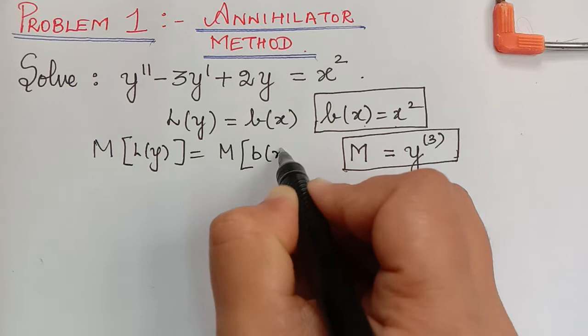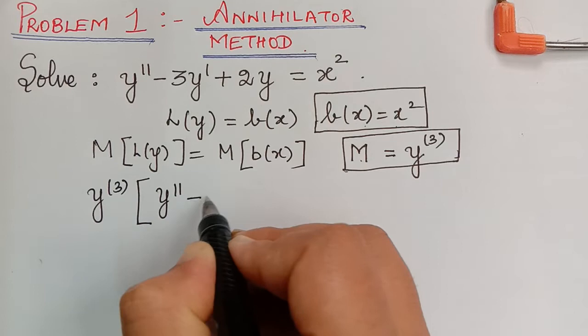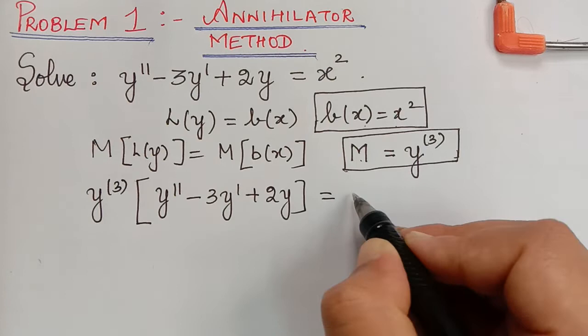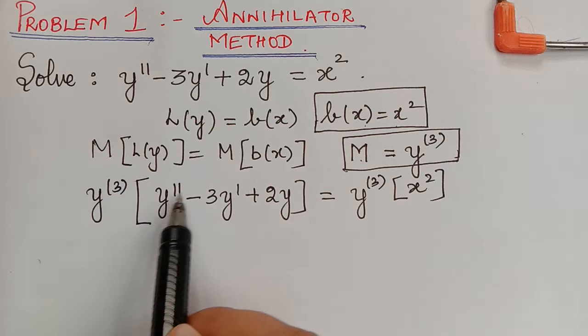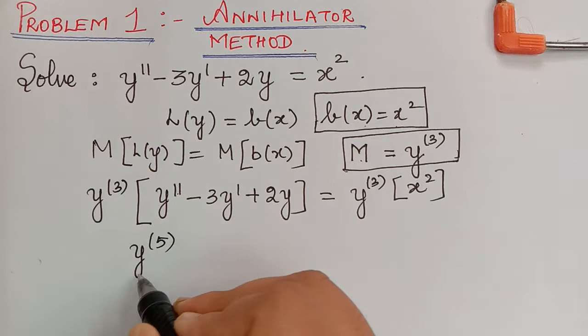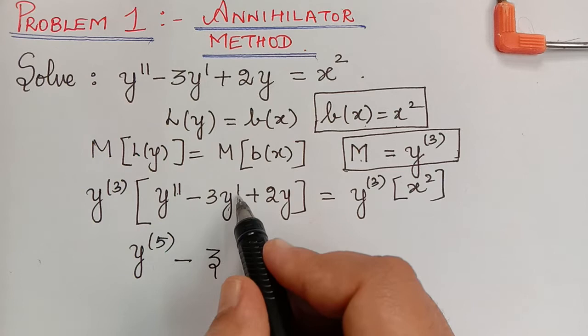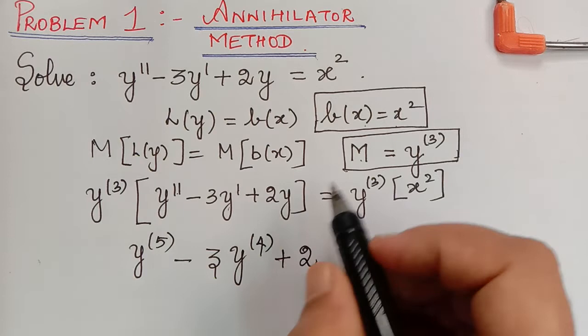Now what is M of L of y? M is differentiation 3 times, and L of y is y double dash minus 3y dash plus 2y. So that is equal to M of x square, that is, differentiating x square 3 times. On the left hand side, when we differentiate y double dash 3 times, since it is already differentiated twice, it will be differentiated 5 times, so y power 5 minus 3. Now y dash is differentiated 1 time; when we differentiate it again 3 times, it will be differentiated 4 times, so y power 4 plus 2. Now this is y; when you differentiate y thrice, it will be y power 3 only.